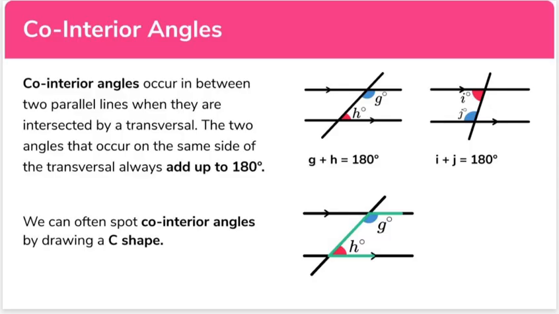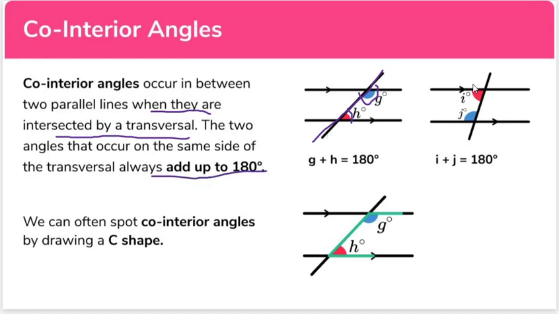Now, let's go to the next one. The next one is co-interior. Co-interior occurs in between two parallel lines when they are intersected by a transversal line. So when they are intersected by a transversal line, the two angles that occur on the same side of the transversal always add up to 180.